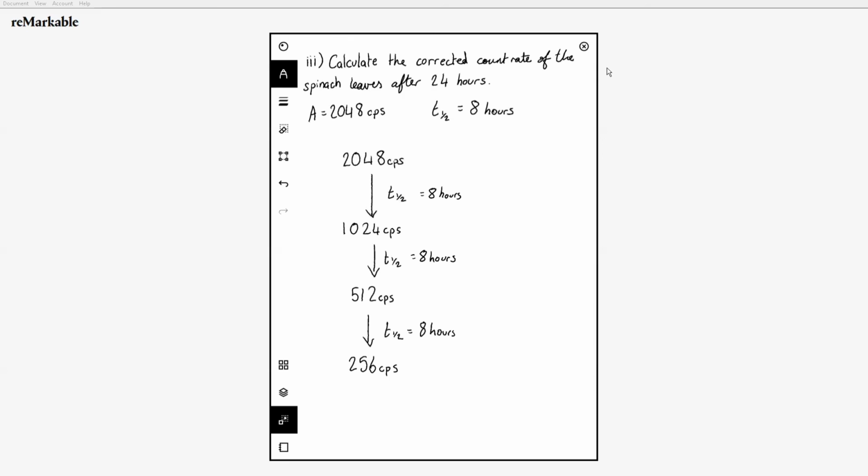So you can do it in that kind of way, doing your half-life. Sometimes it might ask you how many half-lives to go past to get to a certain activity, or it gives you a time and you can go, okay, well, if a half-life is 8 hours, then 24 hours is 3 half-lives. So it goes down to 256 counts per second. That's just a wee way you can go about doing those half-life questions at GCSE.